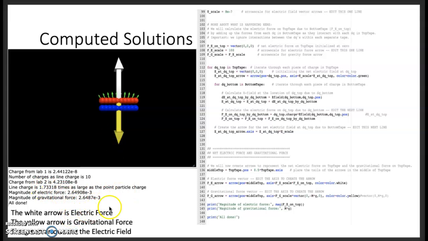The yellow arrow is the gravitational force, the white arrow is the electric force, and the green arrows are the electric field arrows. In this area is how it calculates out the electric fields and electric force present in the model. Here is where it calculates the electric field, and then here is where it calculates the electric force.